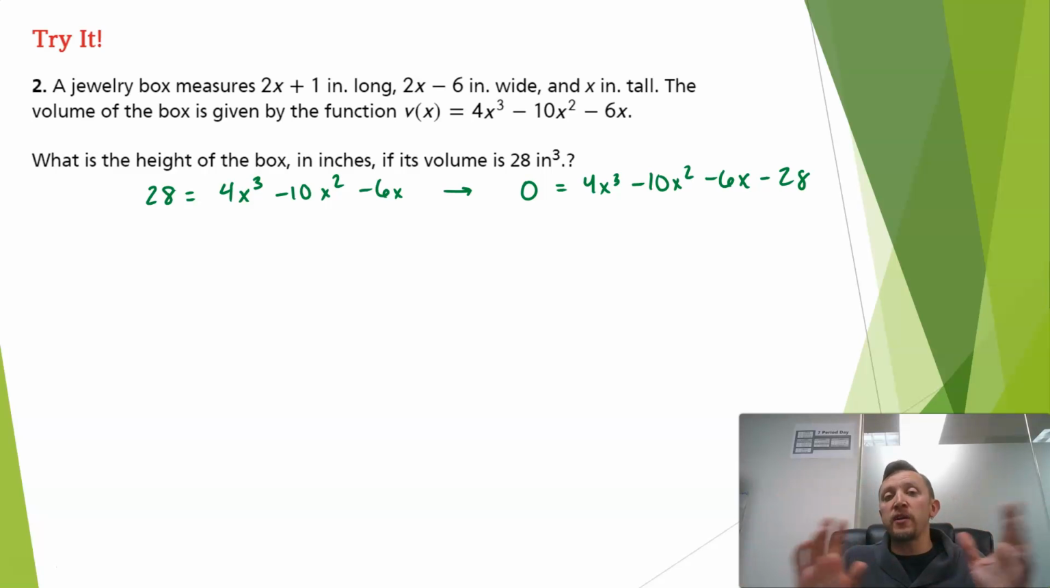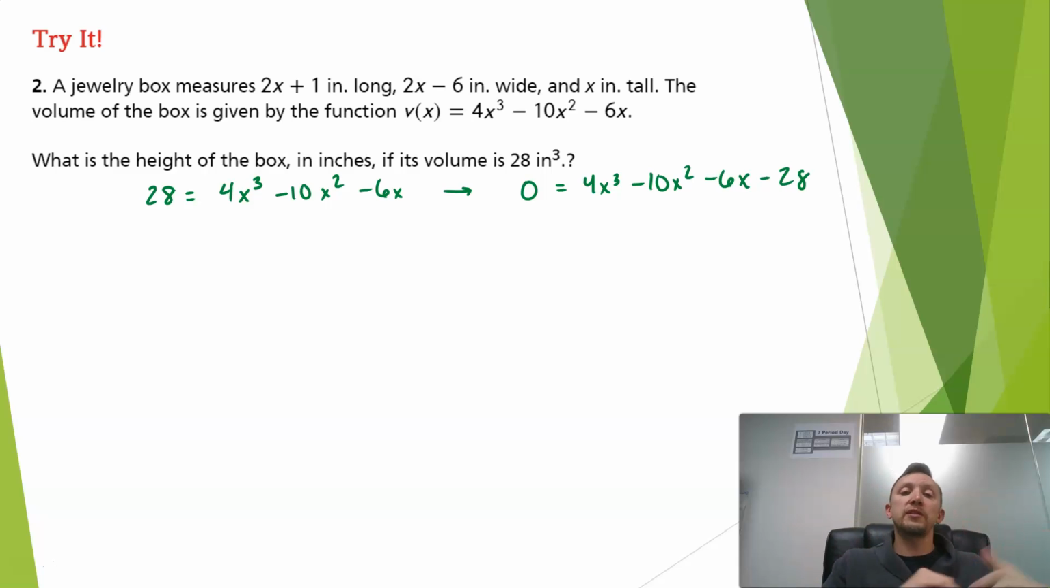So remember, that formula, the 4x cubed minus 10x squared minus 6x, is our formula for the volume. So if we know the volume is 28 cubic inches, we could put 28 in there for the volume. Well, remember, we want to get it equal to 0, so we would subtract 28 from both sides. So now we'd have 4x cubed minus 10x squared minus 6x minus 28 equals 0.